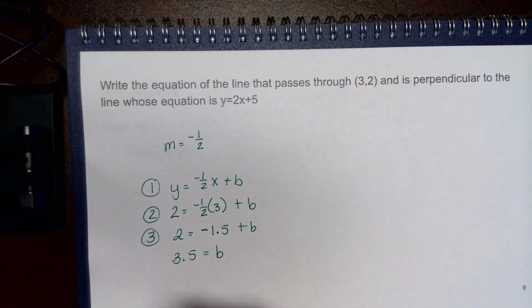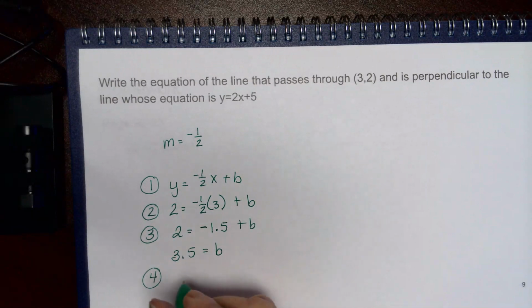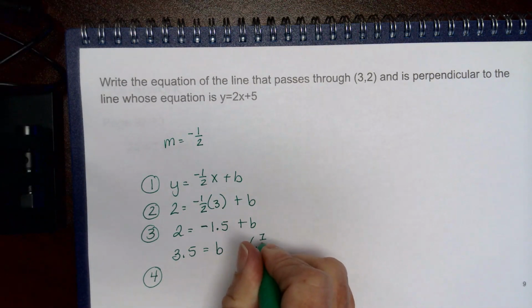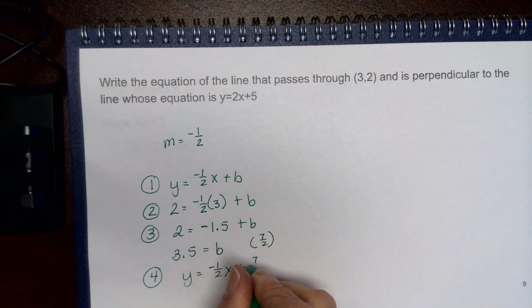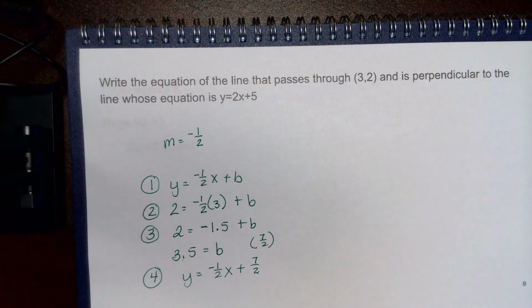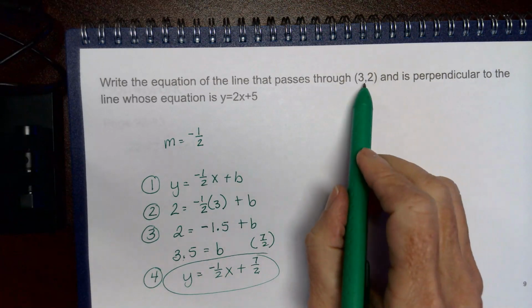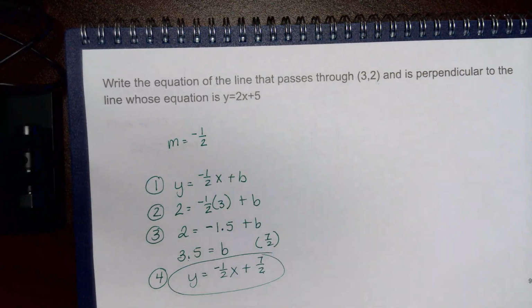If you wanted to put it that way, 3.5 can be used as 7/2 if you want to, so you can write that as 7/2. y is equal to -1/2 x plus 7/2, or you could write the 7/2 as 3.5. It doesn't really matter on that. So that would be the equation of the line that passes through 3, 2 and is perpendicular to this equation.